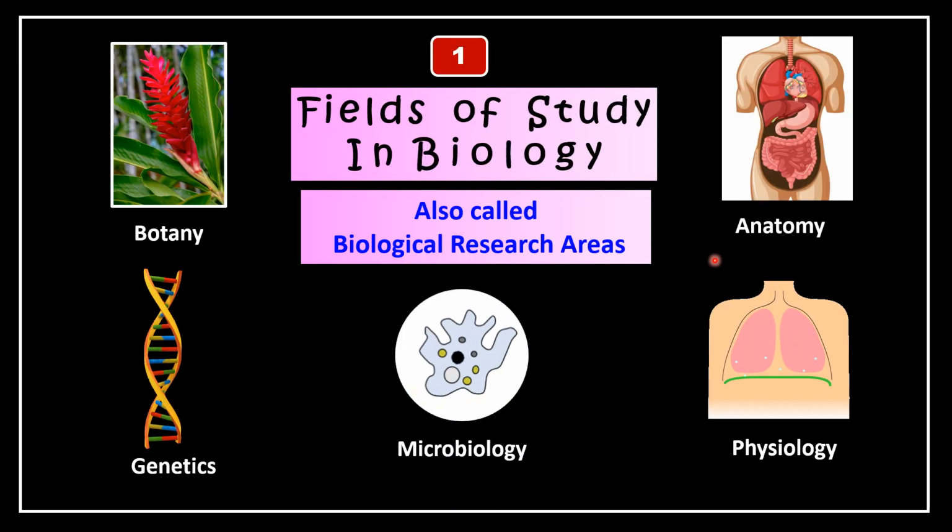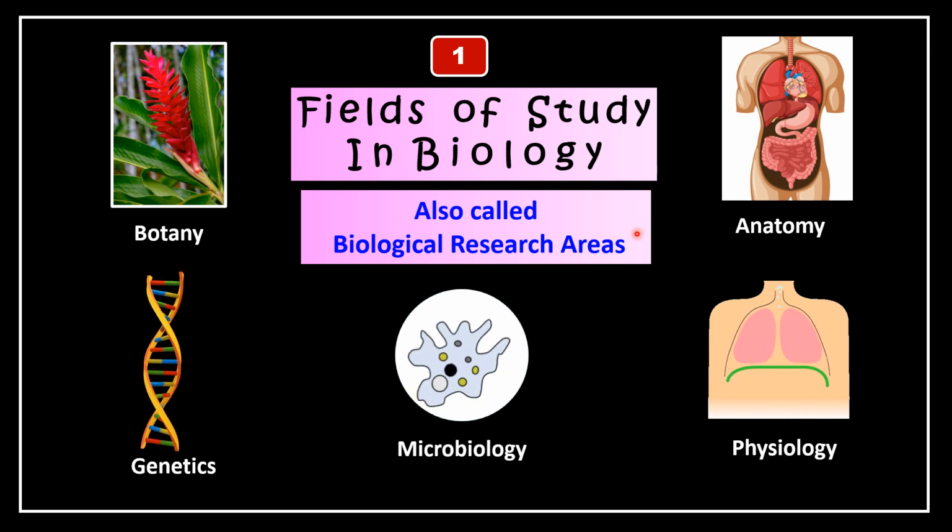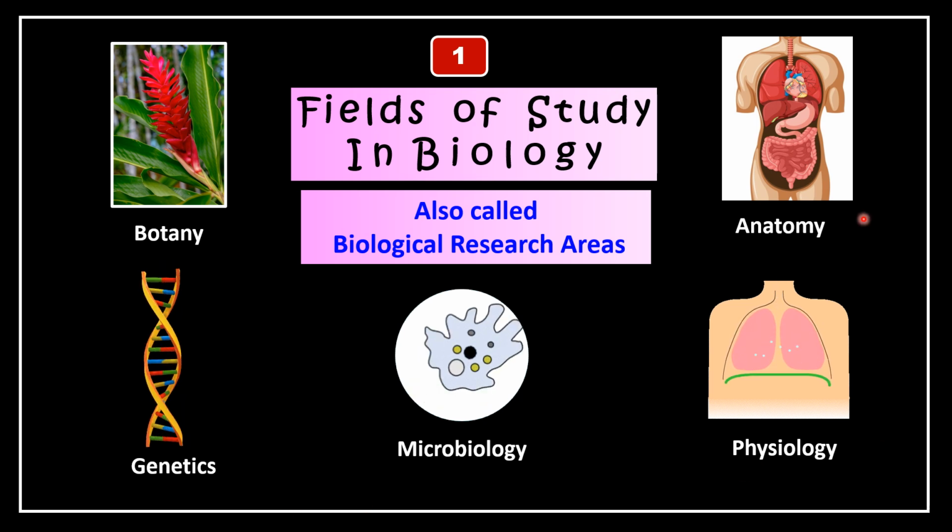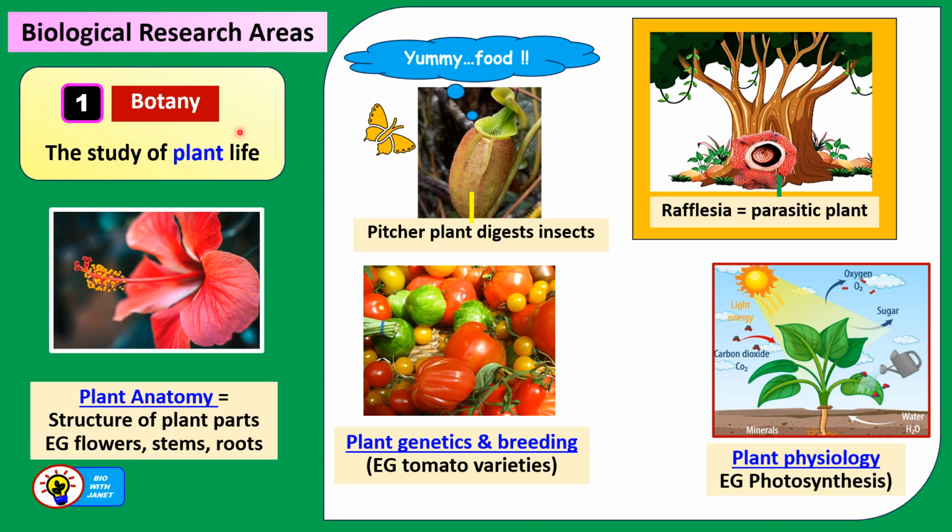Let's look at some fields of study in biology. Fields of study in biology are also called biological research areas. Examples are botany, genetics, microbiology, physiology, and anatomy. The first biological research area, or field of study in biology, is botany. Botany is the study of plant life.